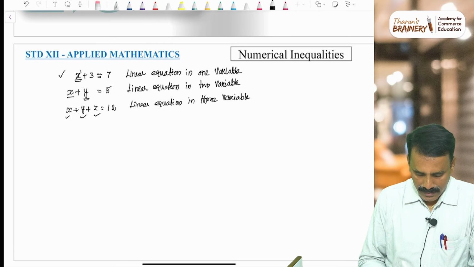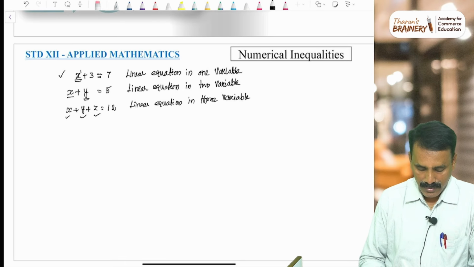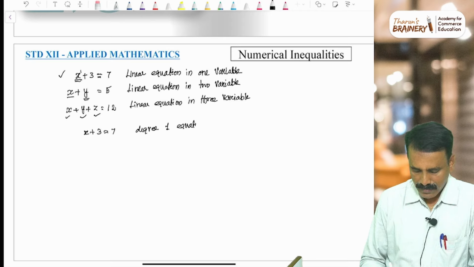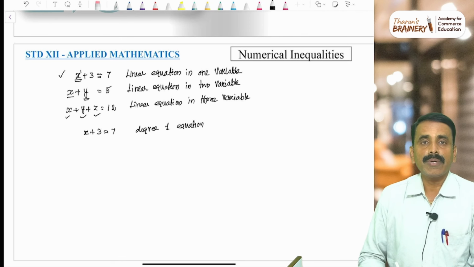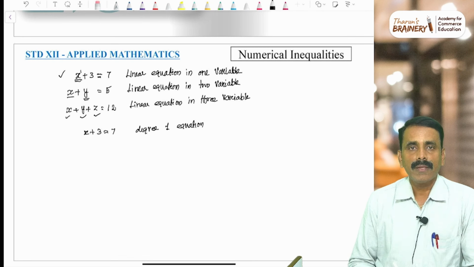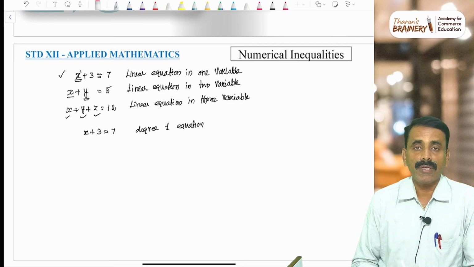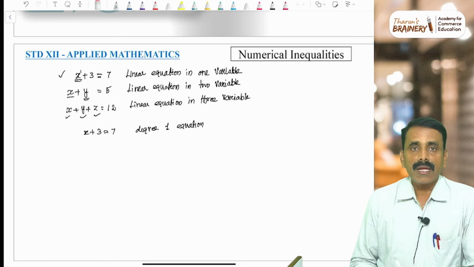And depending on the degree of the equation, we classify the equation into different types. This is a degree 1 equation. How many solutions will this equation have? We have learnt in the lower classes, the number of solutions is equal to the degree of the equation. Since this equation is of degree 1, it can have only one solution. What do you mean by solution? Solution is the value for x which satisfies the equation.